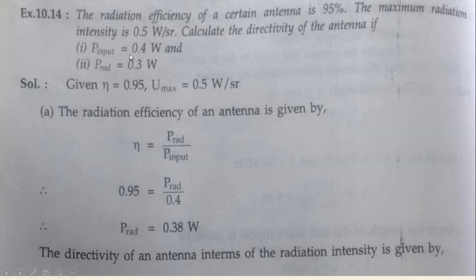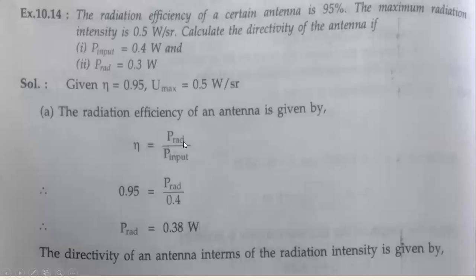So here the P input, that is the input power, as well as the radiated power, 0.4 watt and 0.3 watt, are given. The efficiency is given as 95%, that is nothing but 0.95. And the maximum radiation intensity, U max, is given as 0.5 watt. So here for part A you can calculate as follows.